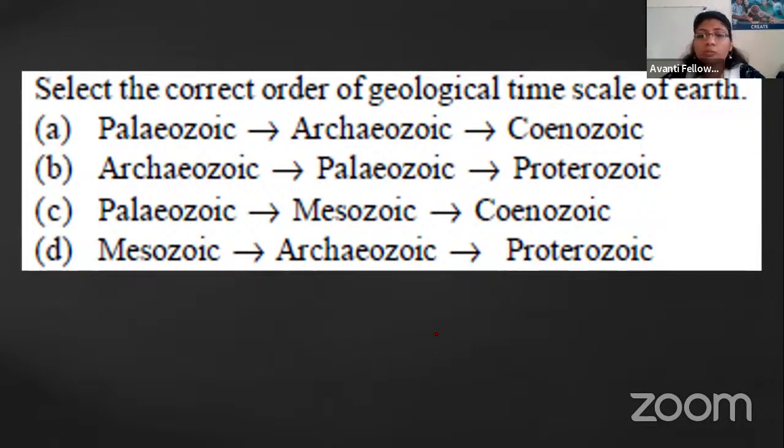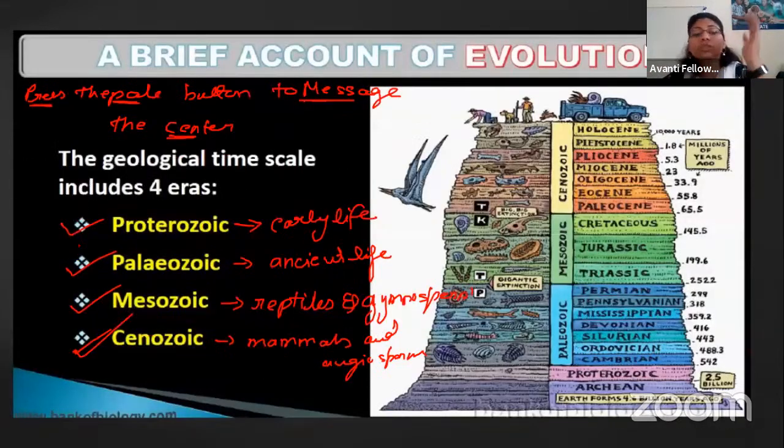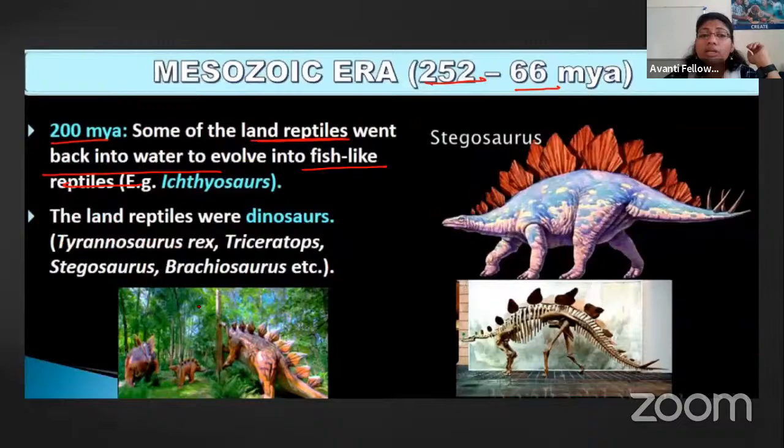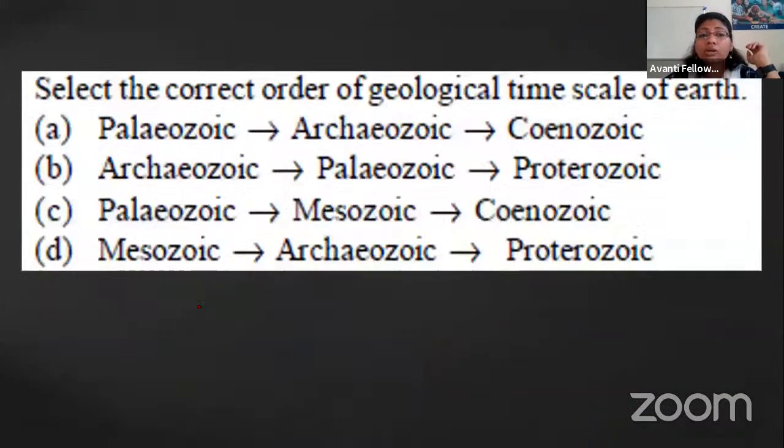As we have discussed, there are four eras: the Proterozoic, Paleozoic, Mesozoic, and Cenozoic, for which we have a mnemonic: press the pale button to message the center. According to that, the Proterozoic is the first one, after that we have Paleozoic, Mesozoic, and Cenozoic. So if we go to this question, only option C is in the correct order. Those who have opted for C, you have given the correct answer.